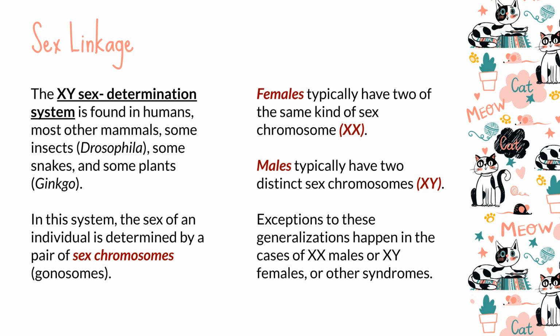The XY sex determination system is used by humans and most mammals. In this system, biological sex is determined by the sex chromosomes. Females typically have 2 X chromosomes, or XX, while males have 1 X and 1 Y chromosome, or XY. The Y chromosome carries genes that trigger male development, which is why the father determines the sex of the child.